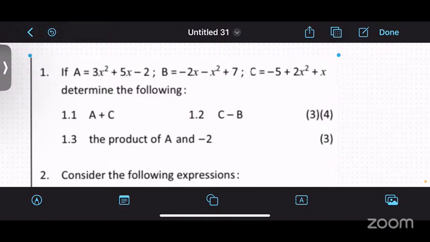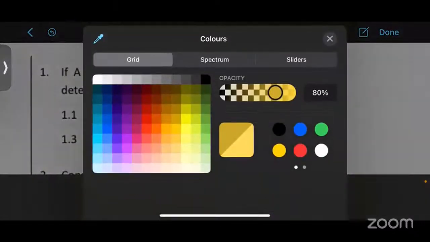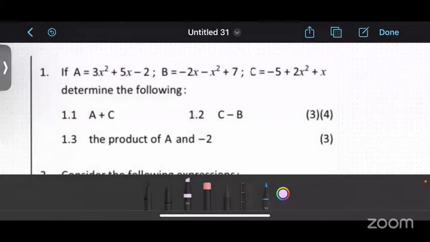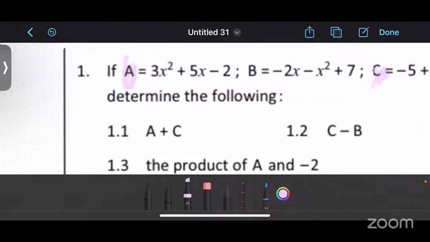So when they say A plus C, we're gonna take the A that you have over there. Let me use a different color. Okay, so you're gonna take A here and then you add it with C over here. And remember, you're not adding just two things, you're adding a lot of numbers and variables. So you have to put your things in brackets, okay? So this is how you're gonna do it.